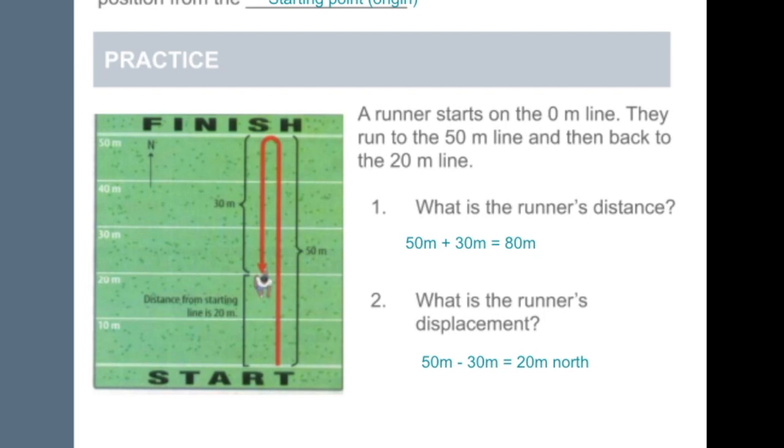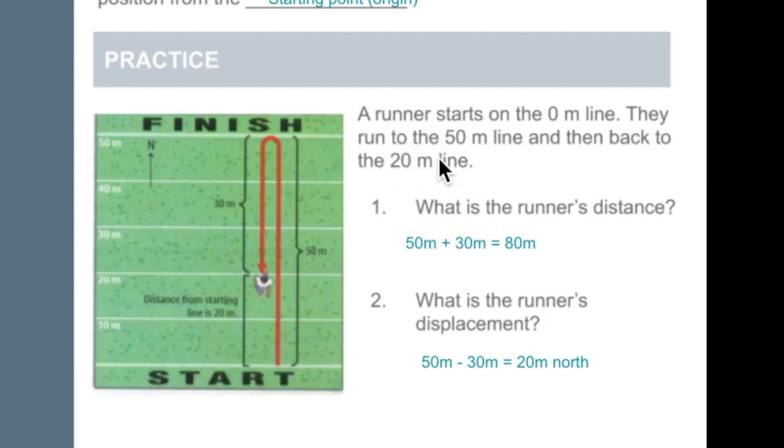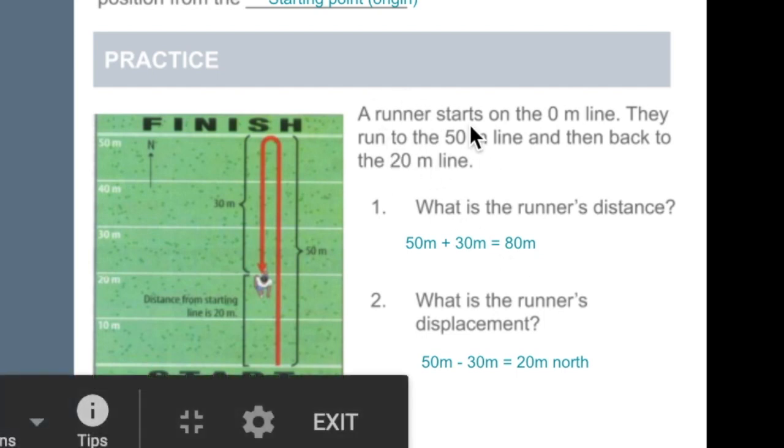So what's the distance? For distance, we're just going to add up all of the measurements of what they ran. So we're going to do 50 plus 20. I made an error. Oh, it's because the picture is 30. So it should be 50 plus 30. I made a typo up here, so this should be back to the 30-meter line. I'll fix that in your notes. So what's the runner's distance? 50 plus 30 is 80 meters.